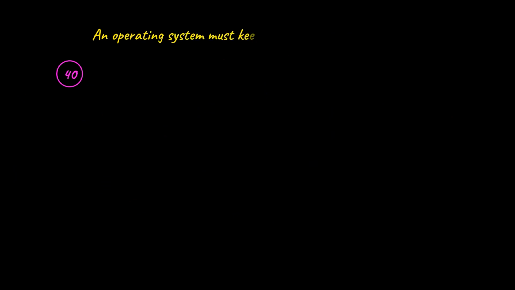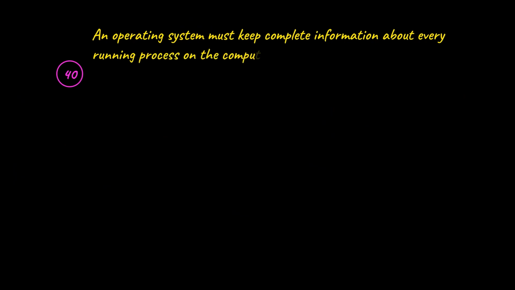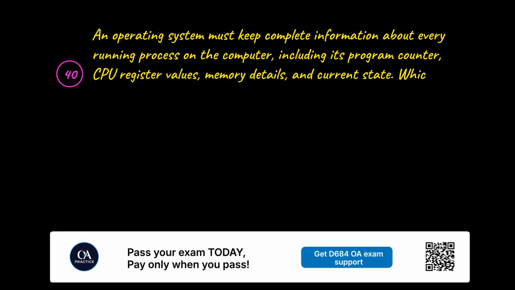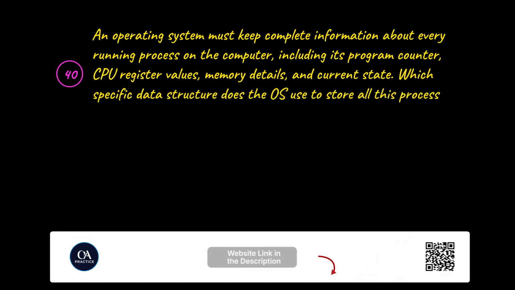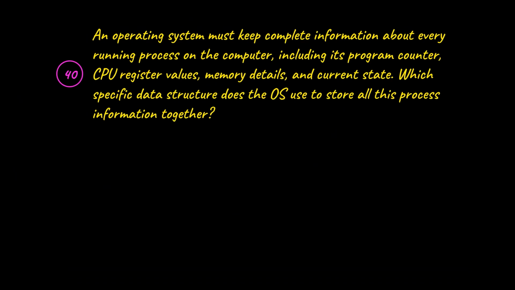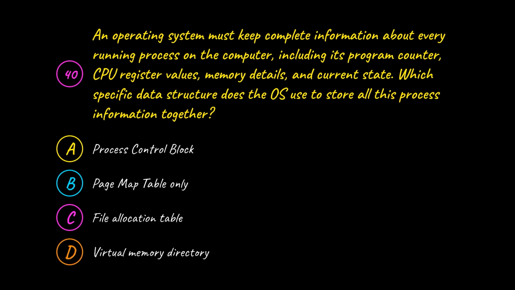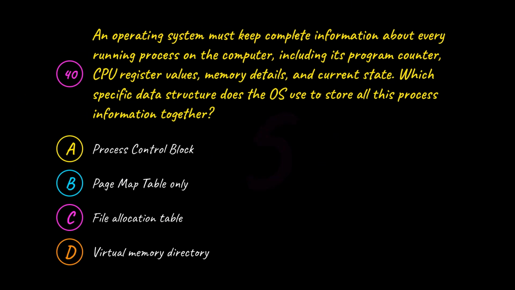Question 4. An operating system must keep complete information about every running process on the computer, including its program counter, CPU register values, memory details, and current state. Which specific data structure does the OS use to store all this process information together? Your options are: A. Process control block, B. Page map table only, C. File allocation table, D. Virtual memory directory. Got a guess? Lock it in.